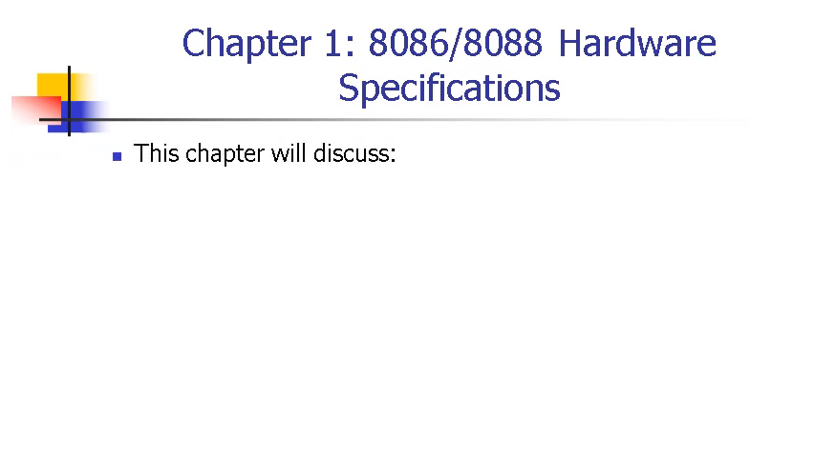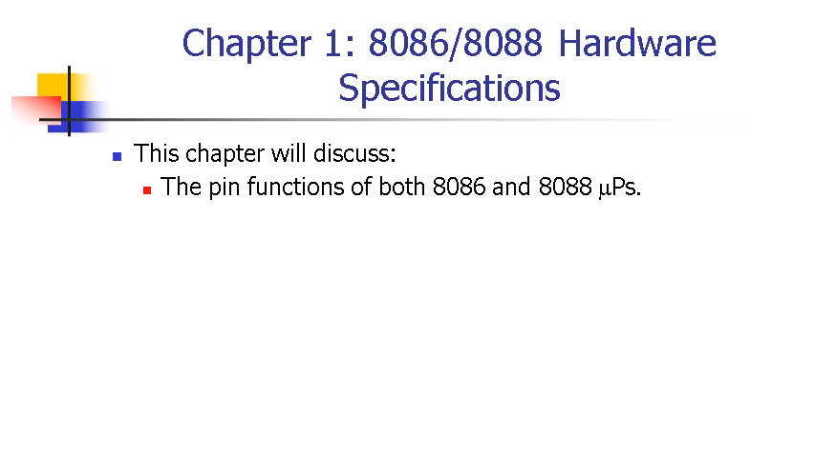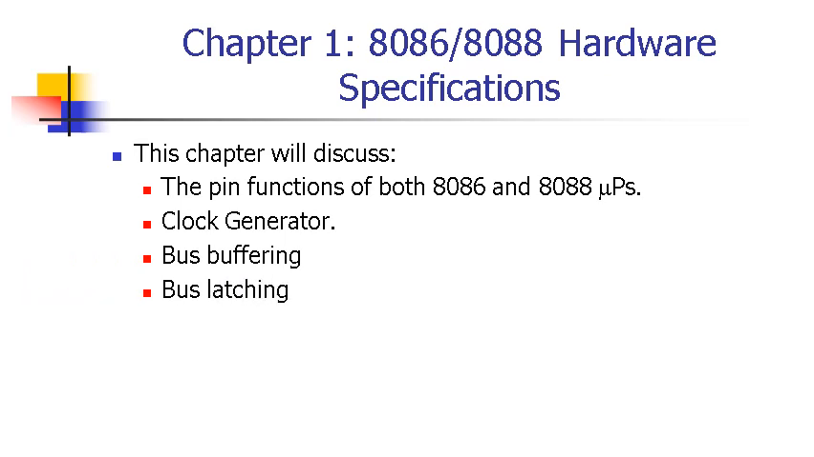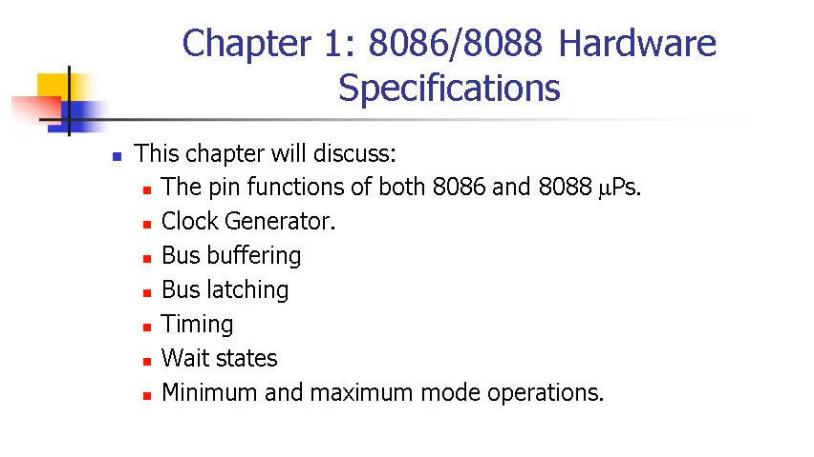By the end of this chapter, we should know the pin configuration of both 8086 and 8088, the clock generation to operate these two processors, how to buffer and latch the buses, and the timing diagram through which these two processors work and operate, and finally the necessity of a wait state in the operation of the 8086, 8088, and we'll know as well the two different modes of operation, the maximum mode of operation and the minimum mode of operation.